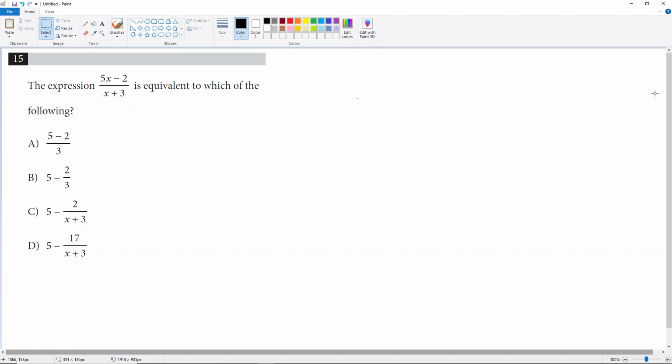Now, we have to remember in this one, we can't choose x equals negative 3. Cannot choose that. Because if we choose x equals negative 3, the denominator, negative 3 plus 3, is going to be 0. We cannot have division by 0. It is not done. Let's choose something very simple. X equals 1. The original expression, if we decided that x equals 1, is 5 times 1 minus 2 divided by 1 plus 3. That's 5 minus 2, which is 3, divided by 4.